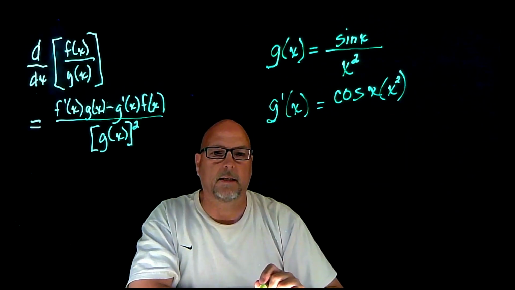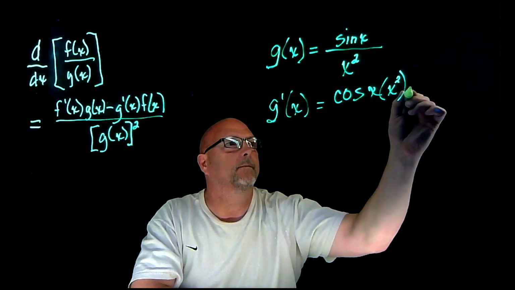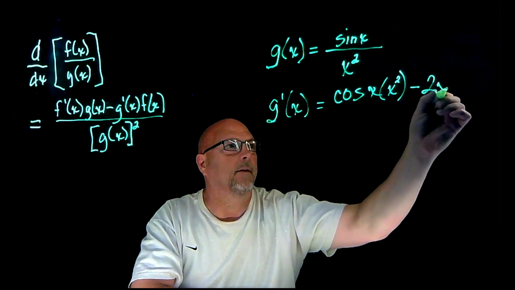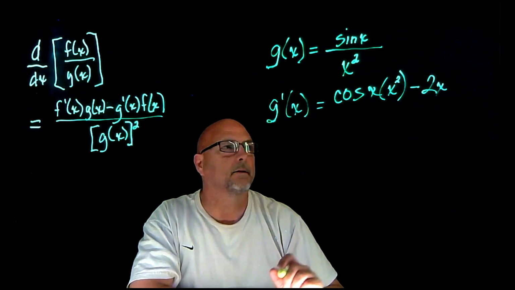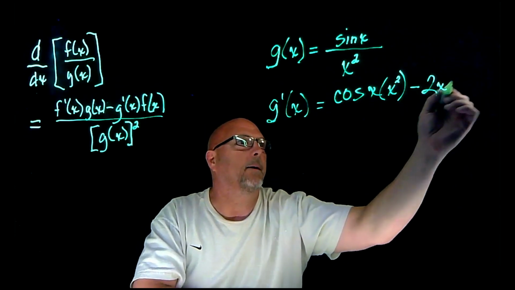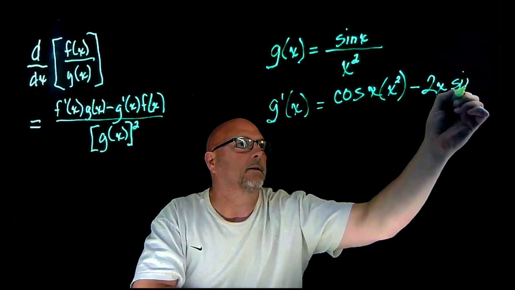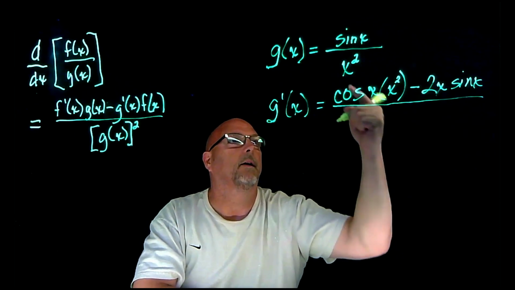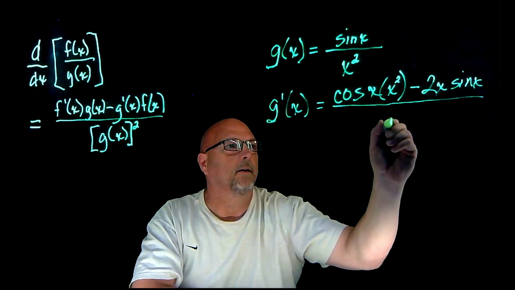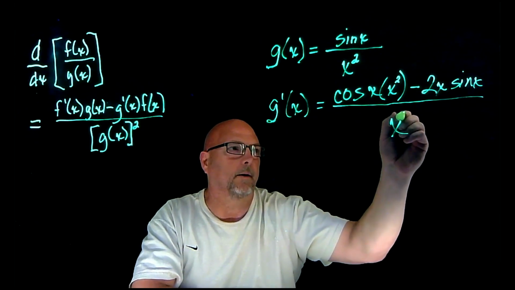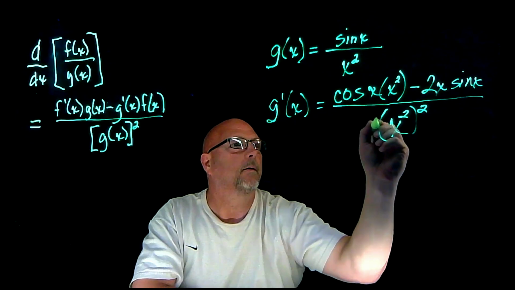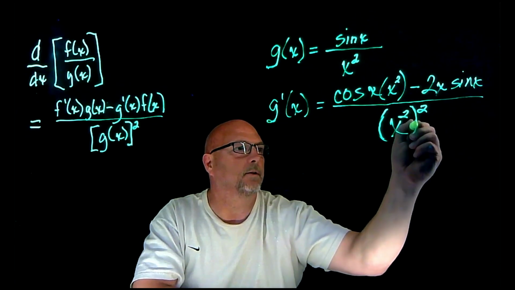Then we take the bottom, subtract the derivative of x squared, which is 2x, and then we multiply by the top, which is the sine of x. And that's all over the bottom squared, so that would be x squared, squared. I'll write that out for right now.